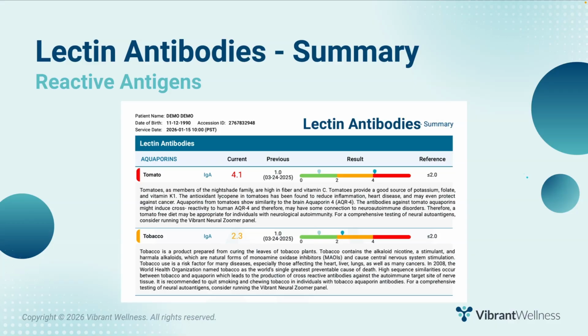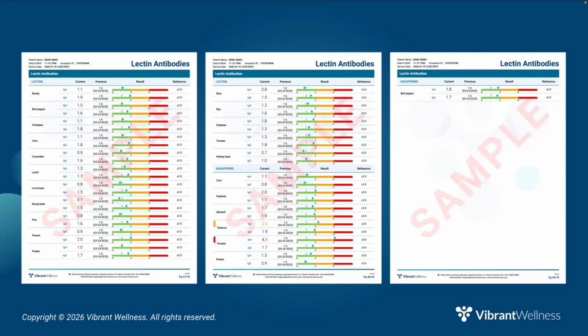Okay, back to the Food Zoomer report. After the lectin and aquaporin scores, you get a list of all the reactive antigens. In this case, the patient has elevated IgA antibodies to tomato aquaporin and tobacco aquaporin. The lectin antibodies ends with the level of all markers, including lectins and aquaporins.